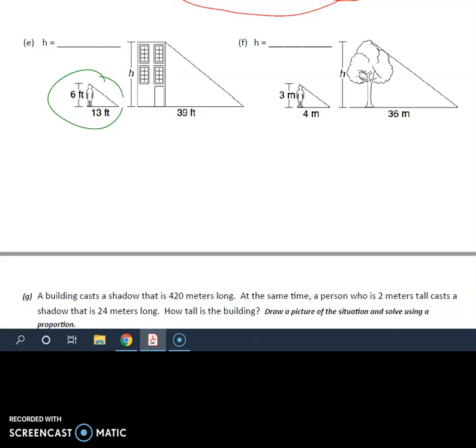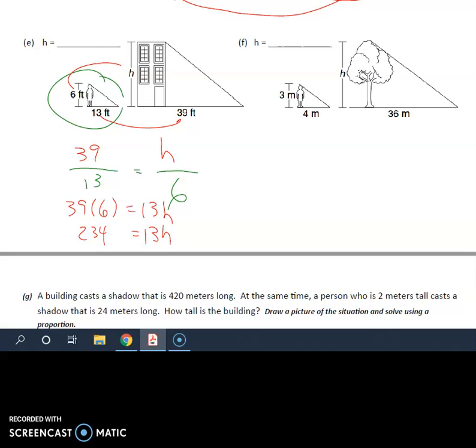In problem E, compare 13 with the 39. And the 6 with the h being heights. And cross multiply, so 39 times 6 is equal to 13 times h. So 13h is going to be 234. And then if I divide that by 13, the height is 18 feet.